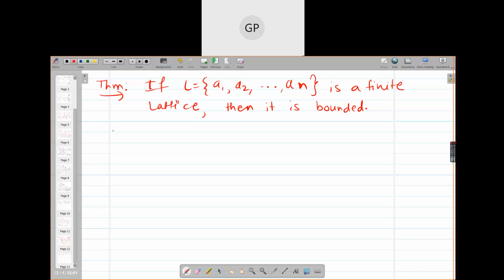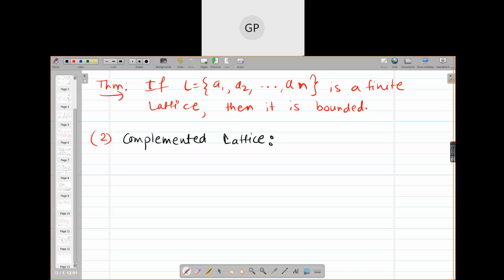So we are not proving this theorem. A finite set that is a lattice is bounded. Now we will see the second type of lattice, the complemented lattice. We will see this and then we will stop. Okay, let's look at the complemented lattice.